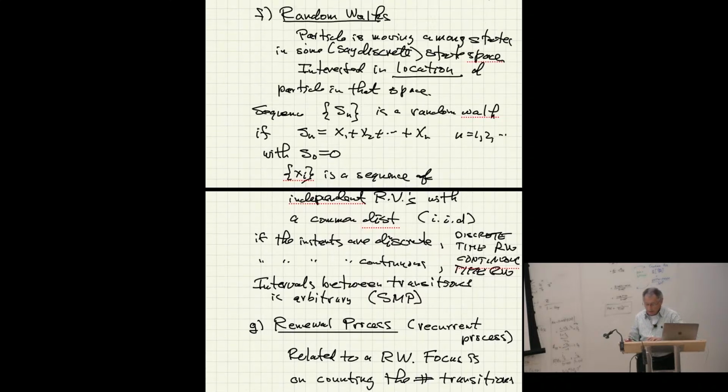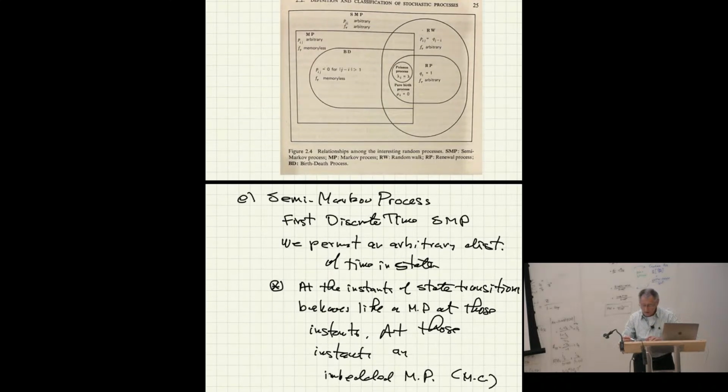And coming back to our picture, that's this fellow right here. And notice both the random walk and the renewal process could have exponential times between their jumps and their steps. So it falls into the Markov process as well.